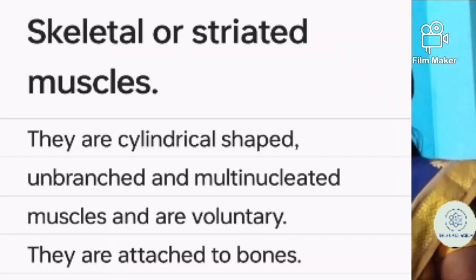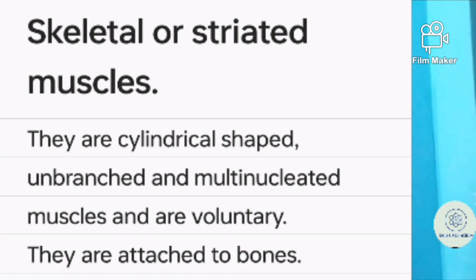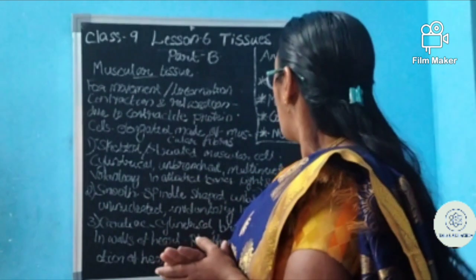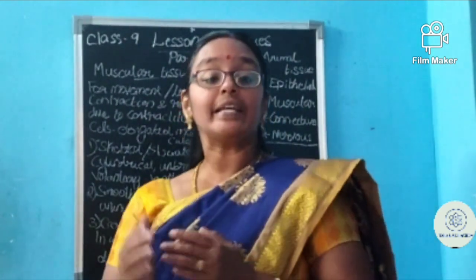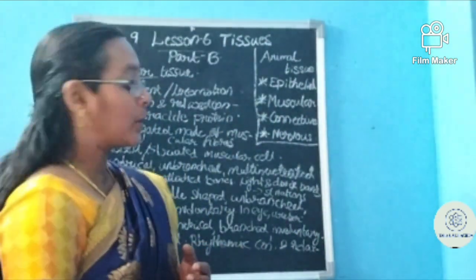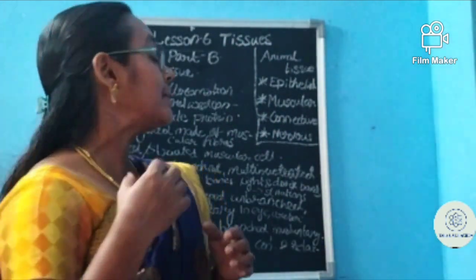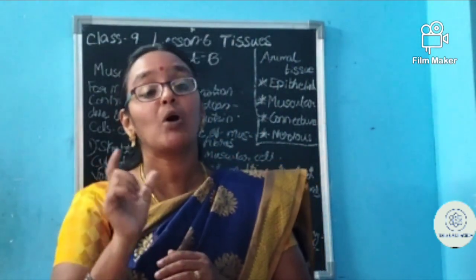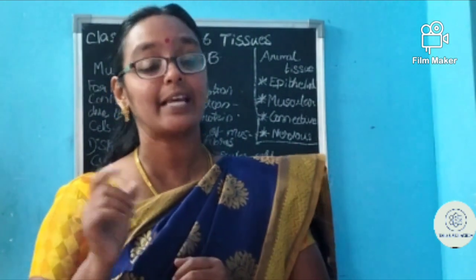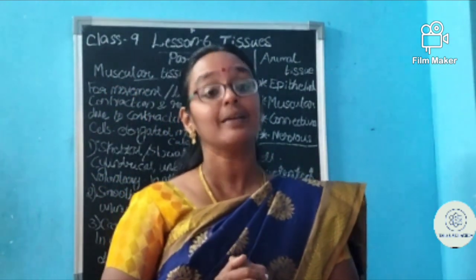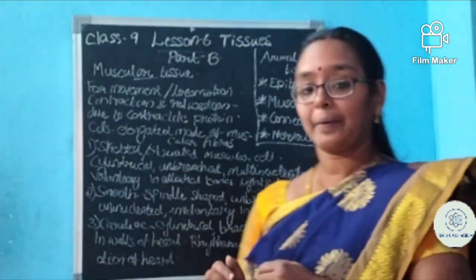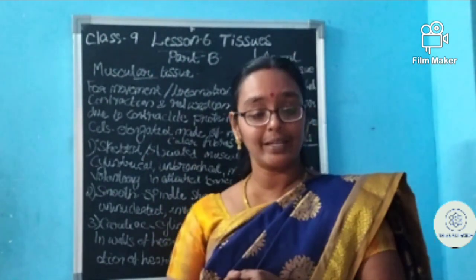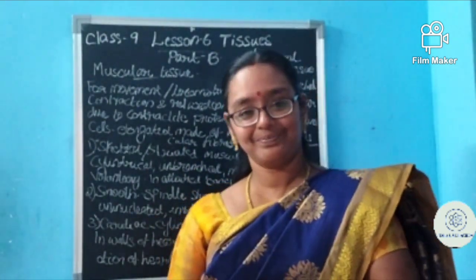Then it is attached to the bones. In the skeleton, bones are there, and it will be attached to the bones. Okay. Then why is it called striated muscle? Because it is seen as light and dark bands in the form of striations. That's why skeletal muscle cells are also called striated muscles. Okay, ma'am?